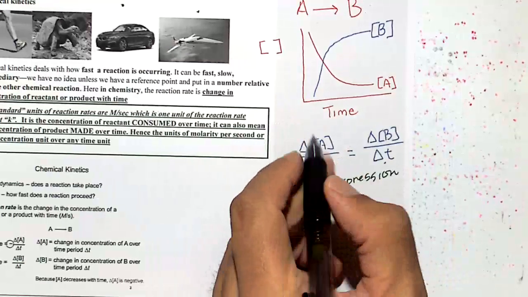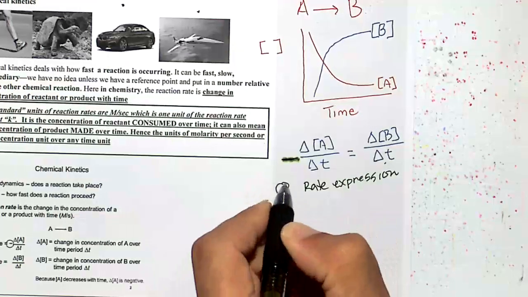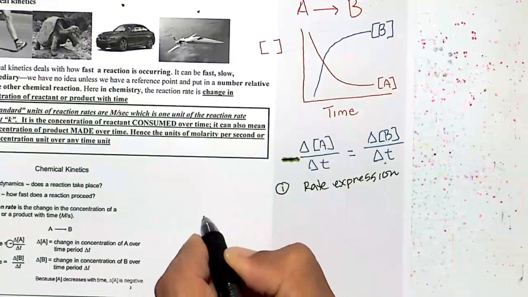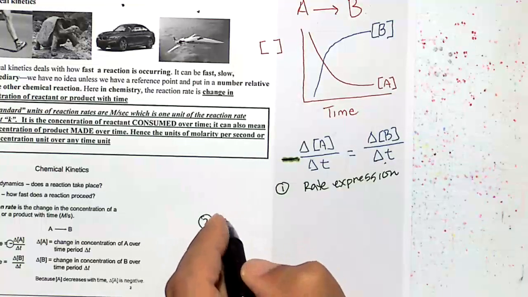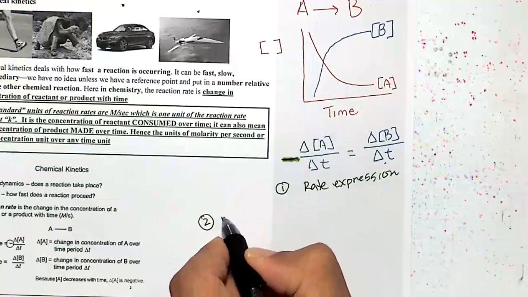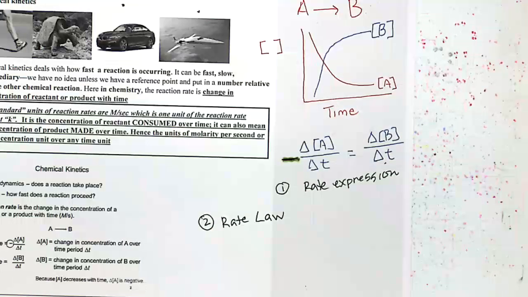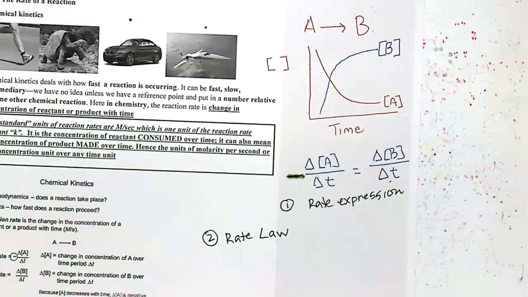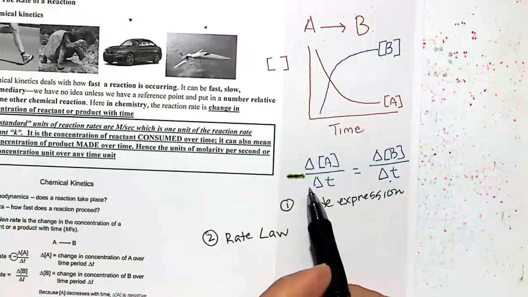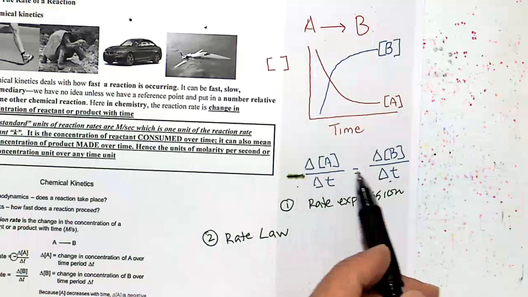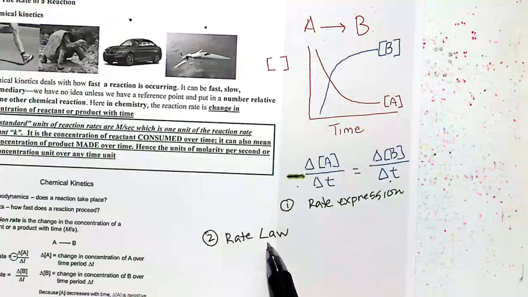All right, so that's point number 1, rate expression. Point number 2, which we'll talk about, is called a rate law. This is something you'll see on your quiz and on the exam. So how fast? We can use a rate expression to see how much in proportion the reactant is going down as the product is going up.